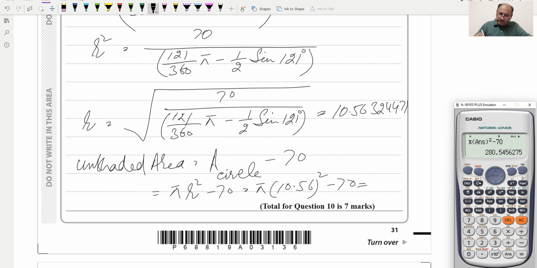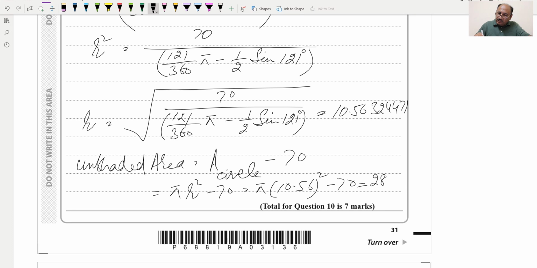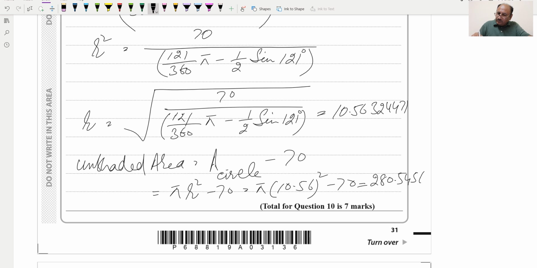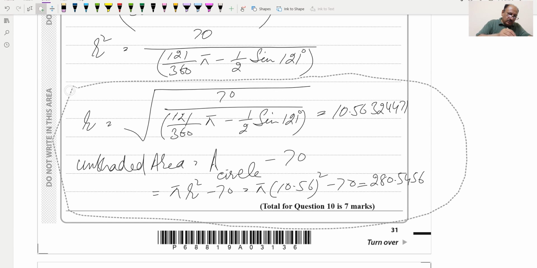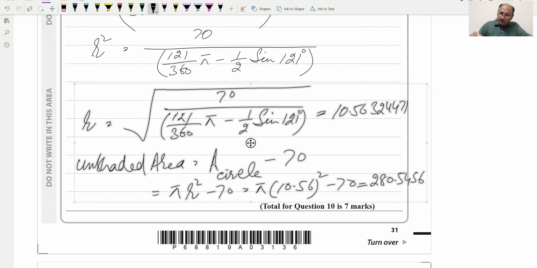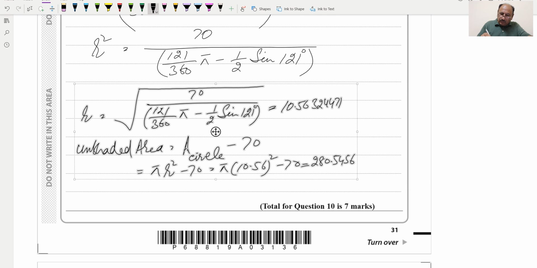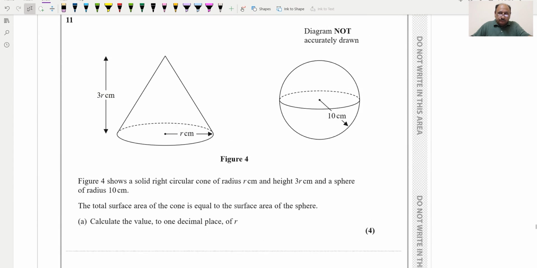280.5456. If we reduce and make space for our working, and reduce to a readable size, approximately this is equal to 281, and this will be our final answer for this part. This is done.